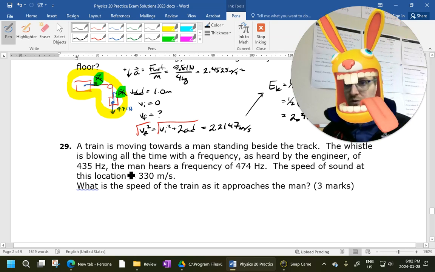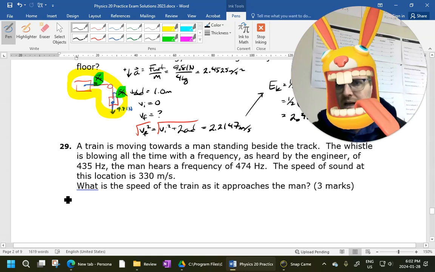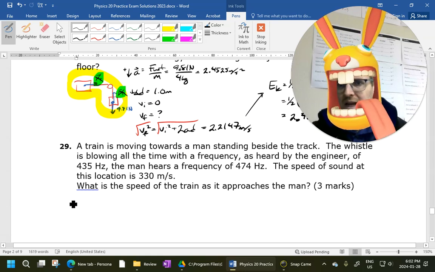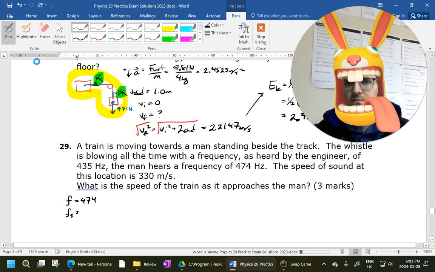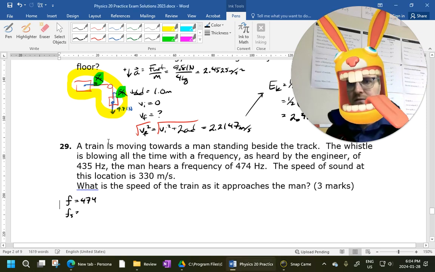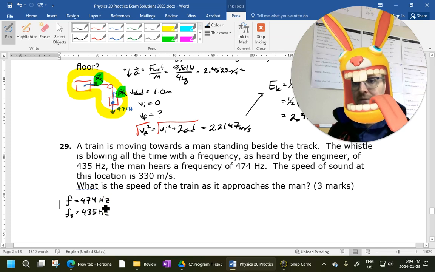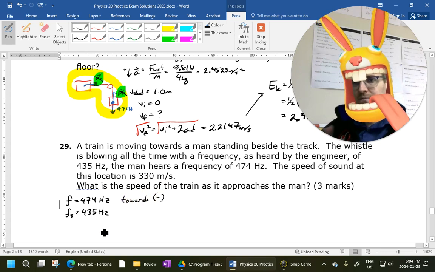Train whistle. What is the speed of the train as it approaches the man? Okay, I always like these questions when you're rearranging these. So the man hears, so that frequency is what we hear. So 474. We got a source frequency here of 435 hertz. So the frequency went up, so that means it's heading towards you, which is already nice. We already knew that. Remember, towards is negative. The pitch is going to go up.